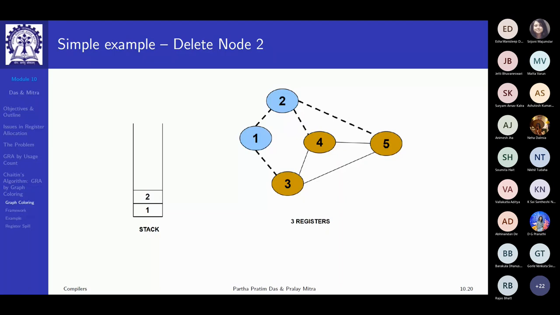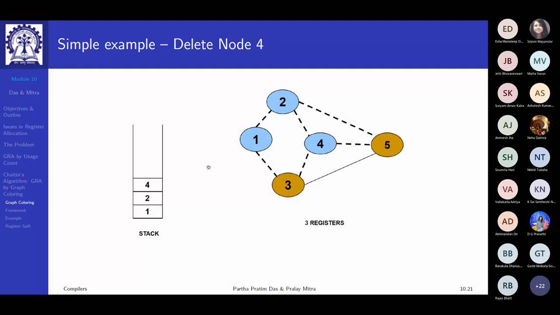I remove node 2, and as you can see in this slide, node 2 has been made blue, and the edges incident on node 2 are also removed. So we get this modified graph, where all 3 of the nodes have less than 3 degree. So I can arbitrarily remove any one of them.